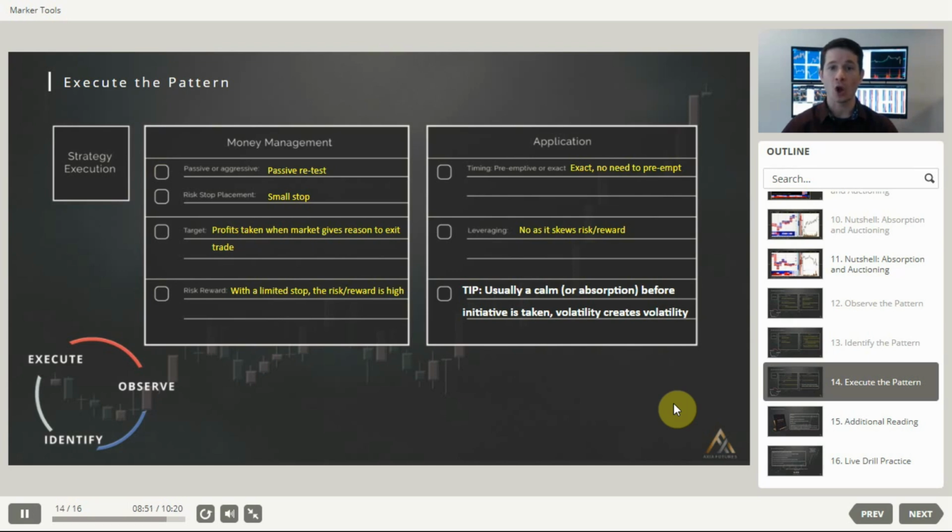So again, when you go through your strategies and you come to the section on leveraging, ask yourself, could I have got more size? Where could I have got more size on? And how could I have got more size on without taking on more risk? We finish every one of these template completions with the tip. Again, these are my tips. They could be your tips. It's up to you. The tip for the strategy is usually a calm before the initiative is taken. We spoke about that, and I showed you what that looks like. It's a little bit of absorption just before the break. And do note, volatility breeds volatility.